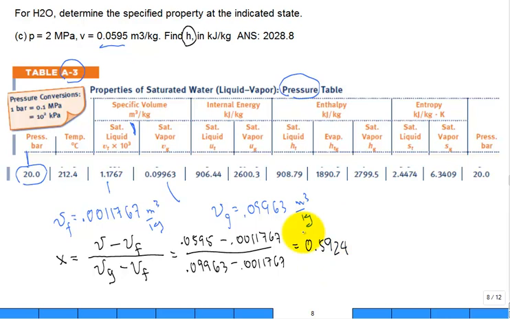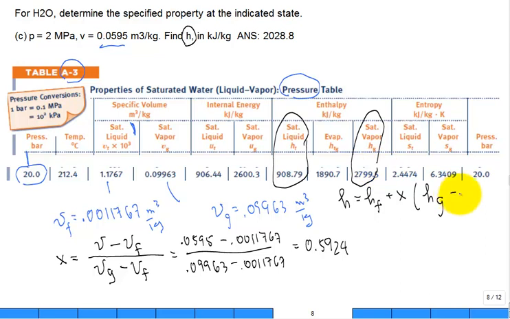Now let's use it to calculate our H. So our H is going to be H of F, our saturated liquid enthalpy, plus the quality that we just calculated times H of G, or saturated vapor enthalpy, minus H of F. Now, enthalpy, we often have to take the difference between H of G and H of F, and so they added one extra column for enthalpy. It's the evaporation enthalpy. It's the difference. So this H of FG is the difference between H of G minus H of F.